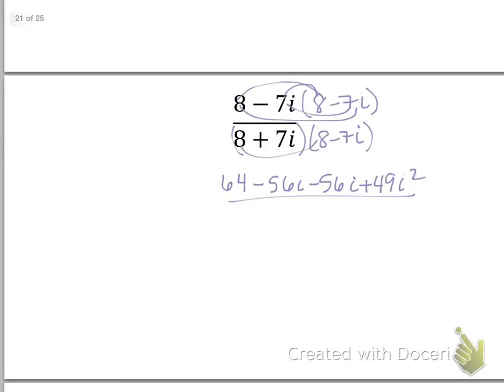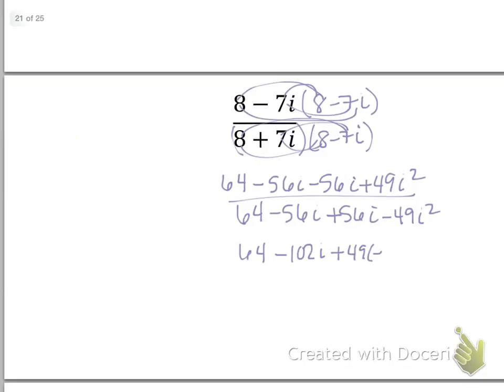Bottom, 8 times 8, we got 64. Outside, 8 times 7 is negative 56i. Inside, positive 56i. And then my last, 7 times negative 7, we got negative 49. i times i is i squared. We're going to combine like terms, change our i squareds to negative 1s. So negative 102i plus 49 times negative 1.